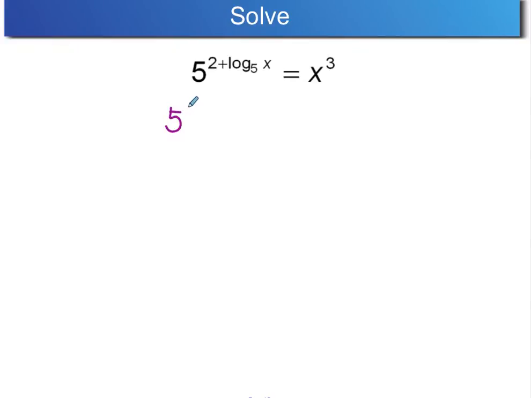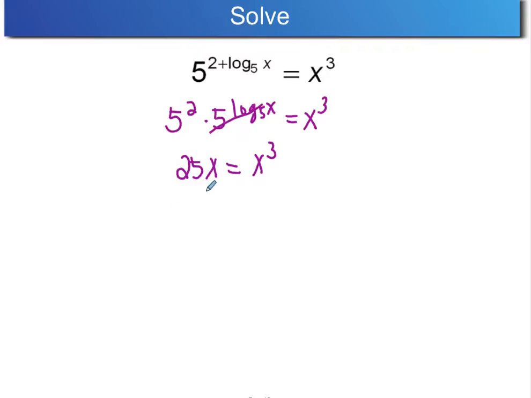So let's write this as 5 squared times 5 to the log base 5 of x is equal to x cubed. Notice, when I multiply, I add exponents. That's why I'm able to do this. This becomes 25, and this part cancels. So I have 25x equals x cubed.